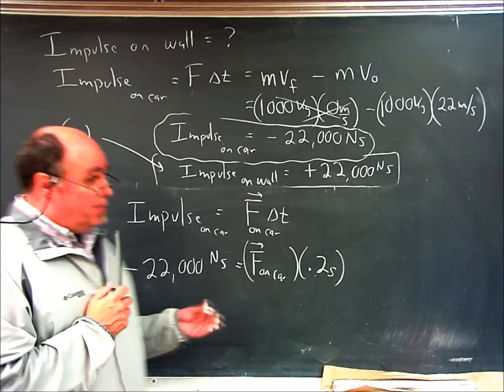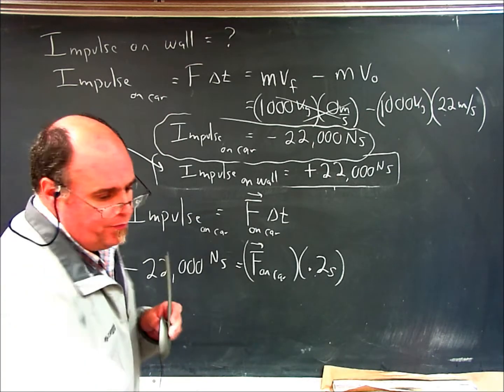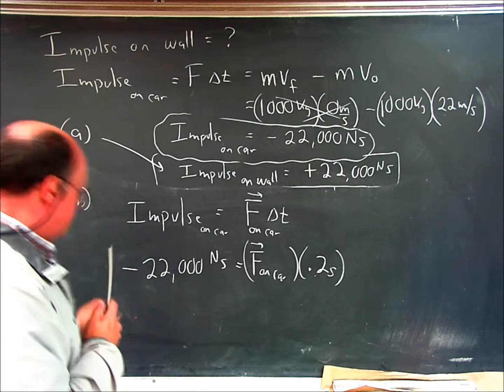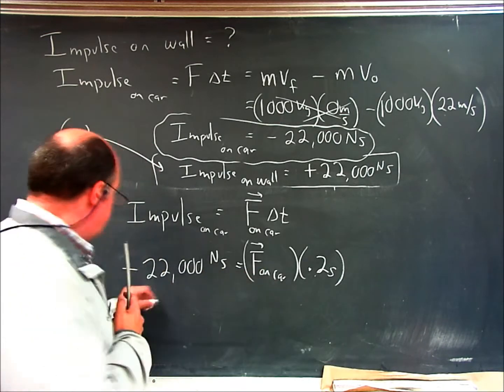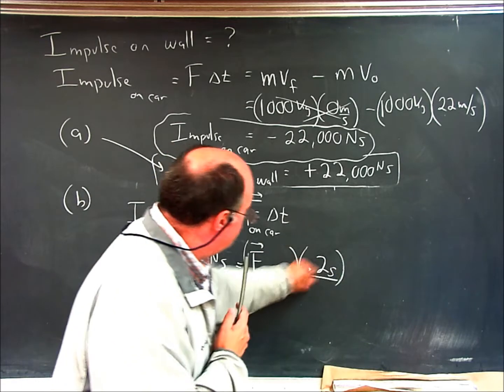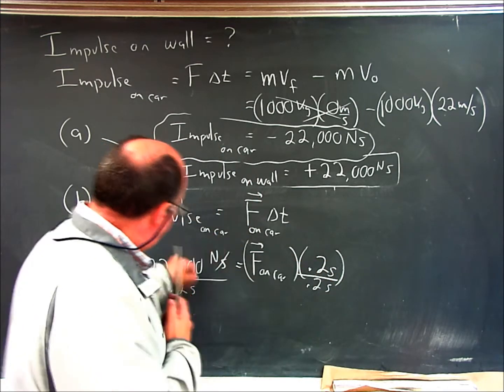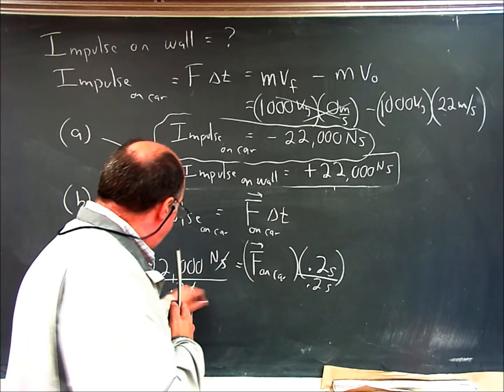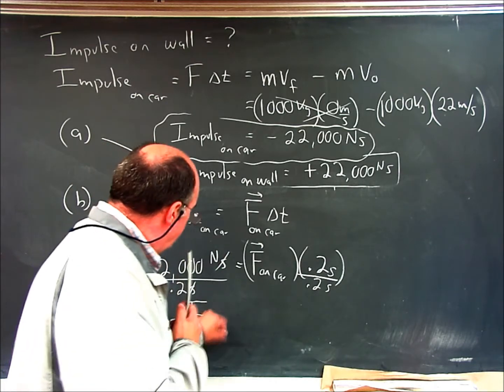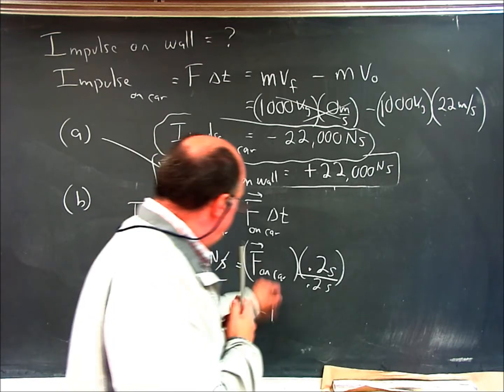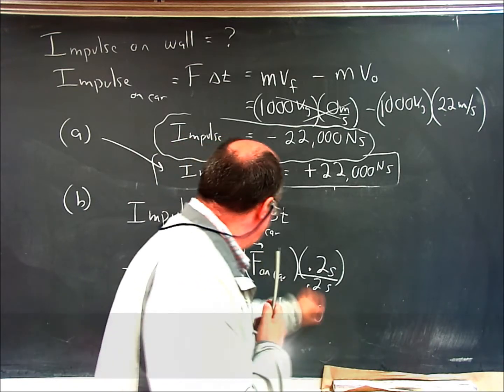So if we divide both sides by 0.2 seconds, the second unit will cancel out, so I will have the force on the car as being a negative 11,000 newtons.